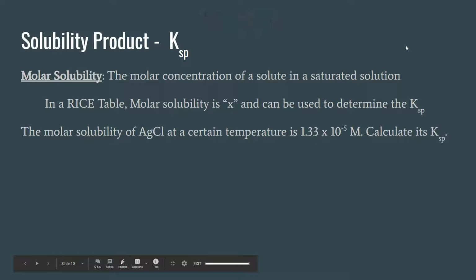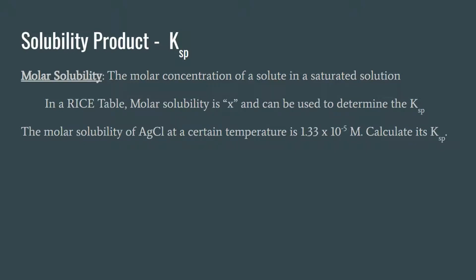When we're talking about solubility product and the equilibrium of solutions, we need to think about a term called molar solubility, which is the concentration of a solute in a saturated solution. So once the solid has dissolved as much as it can be, whatever the concentration of the amount that dissolved is called the molar solubility. Simply put, when we do calculations with molar solubility, it's going to be the X that we put in our RICE tables. So we're going to do a couple practice problems.